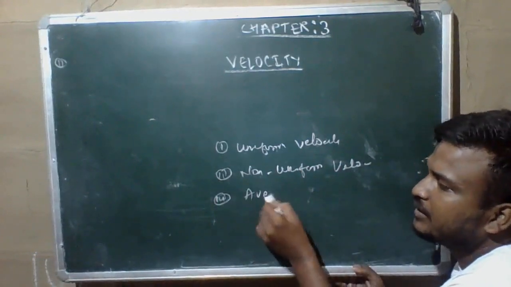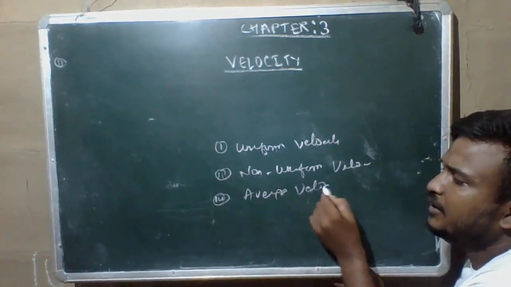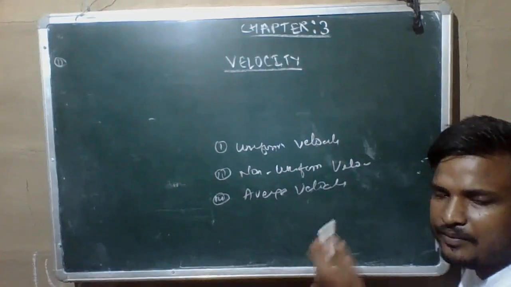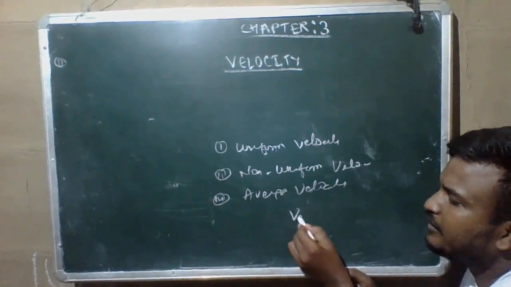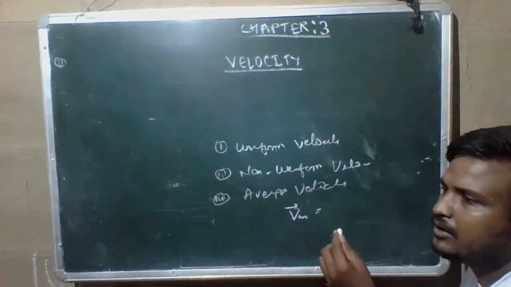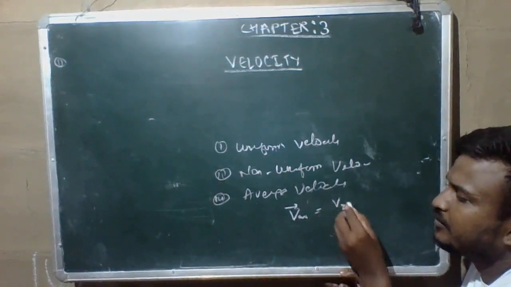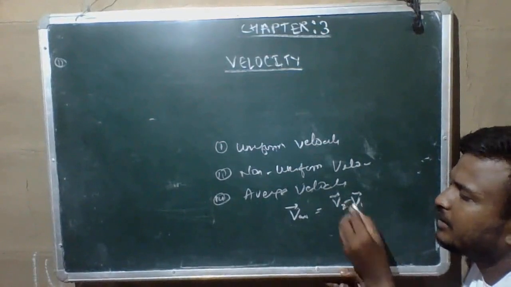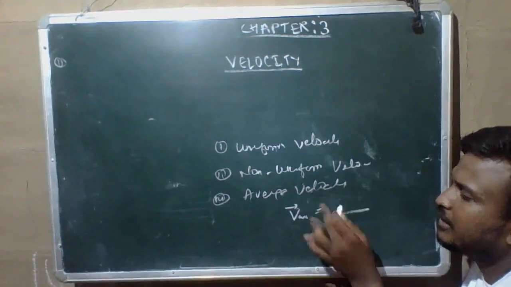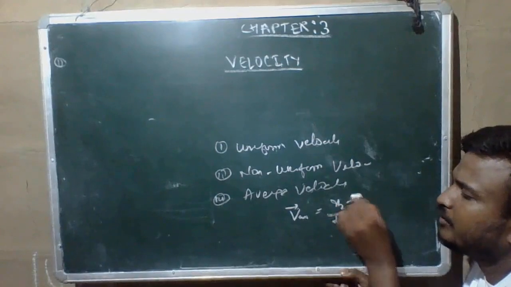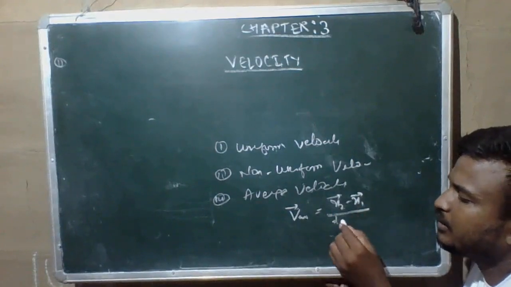Average velocity. So what is average velocity? Again, total displacement by total time taken. So if you calculate average velocity, that formula will be equal to x2 minus x1 divided by t2 minus t1. Vector will be there because these are vector quantities.